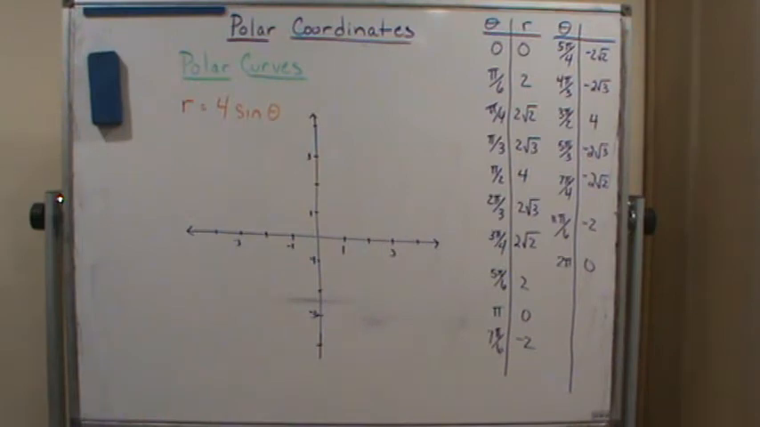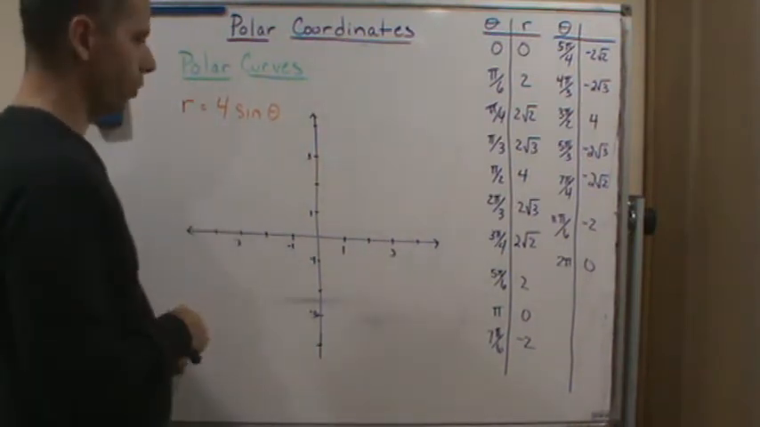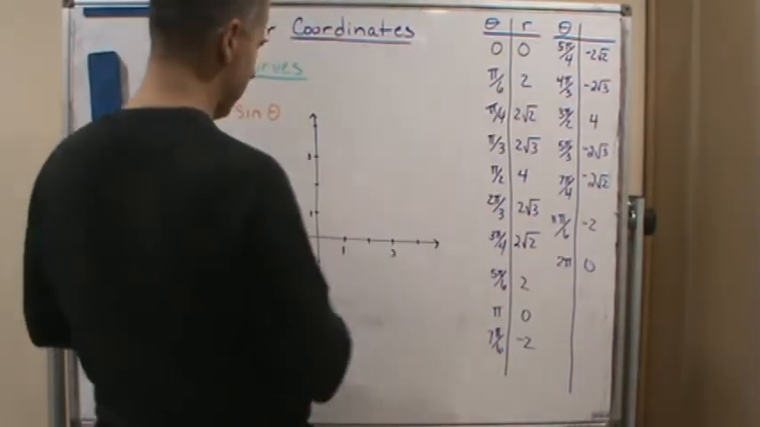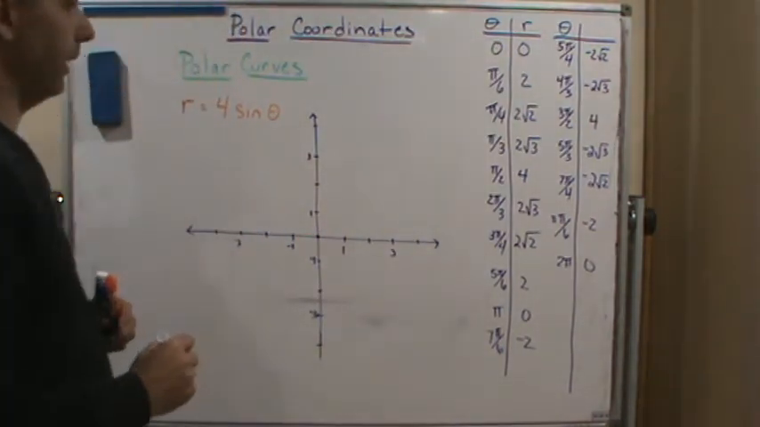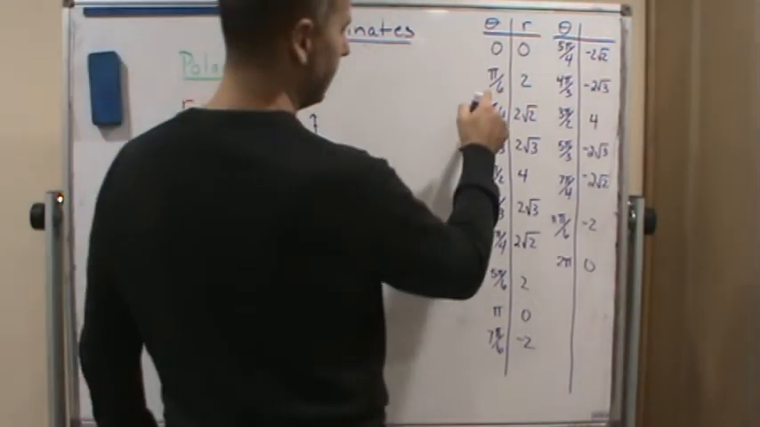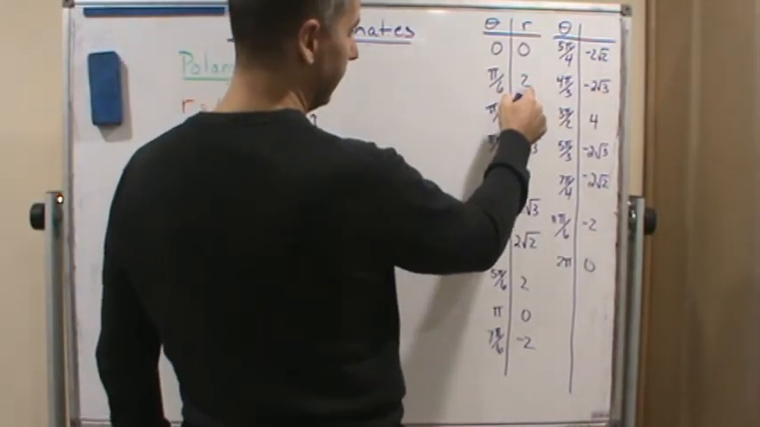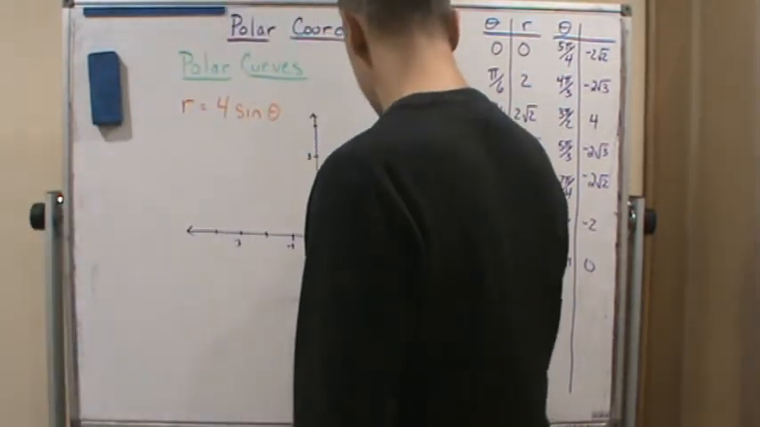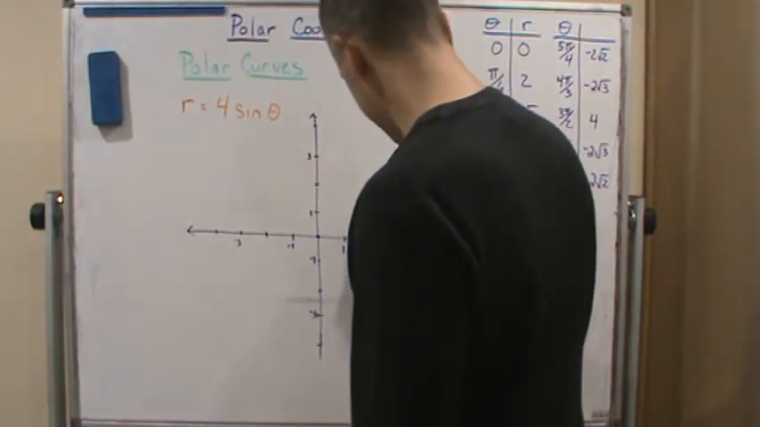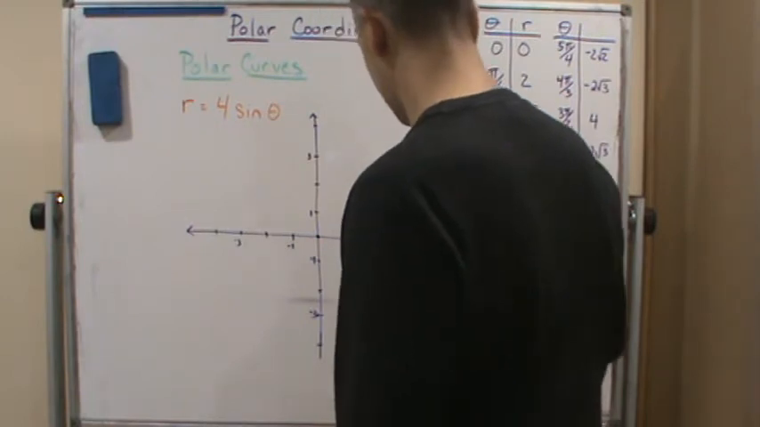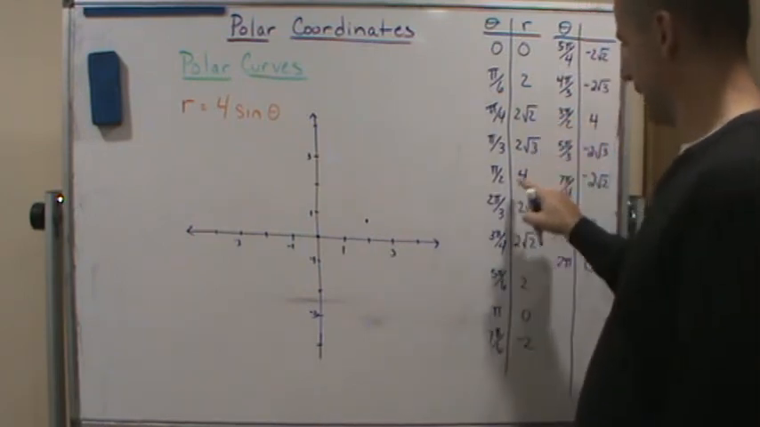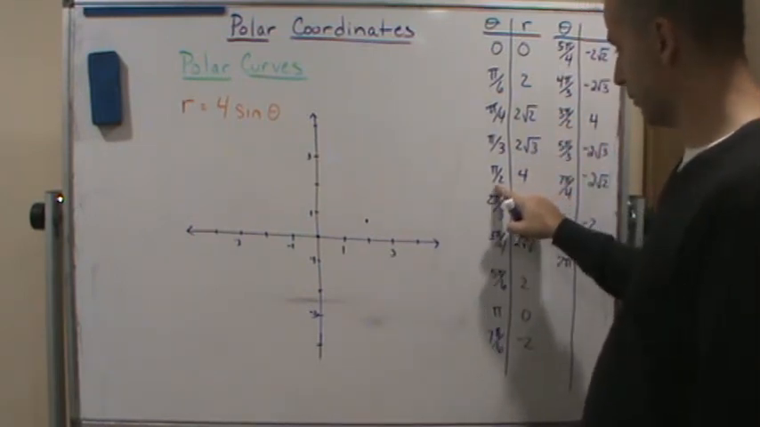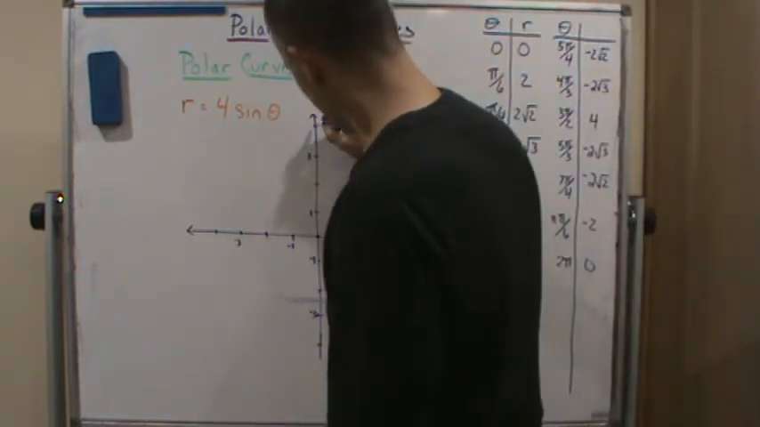Okay, so here's what we got. When theta is 0, r is 0, so we're starting right here. Then at 30 degrees, r becomes 2, so we're at 2, about right here. Now these I'm not going to plot, but I can plot this one. At pi over 2, at 90 degrees, it's 4. So it goes to here.